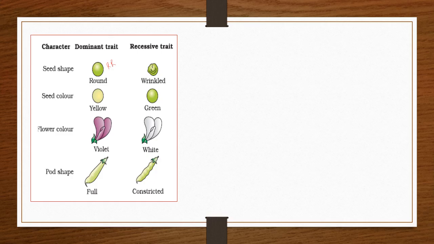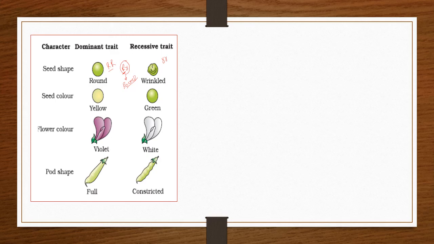When these two genes are together, capital R and small r in an individual, we say that capital R, round, is the dominant and small r is the recessive. So why is it called dominant? This dominant character suppresses the recessive wrinkled character. That's why this individual is expressed as round, because of the presence of the dominant gene, capital R. Round is a dominant character and wrinkled is the recessive character.